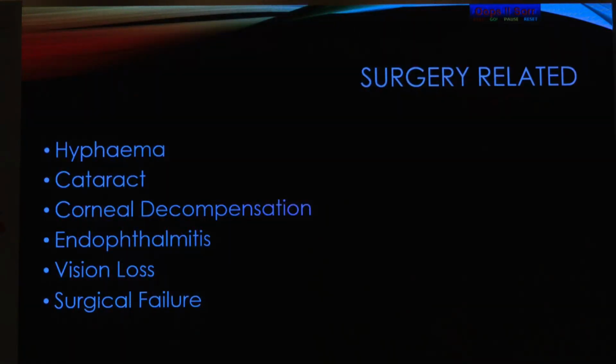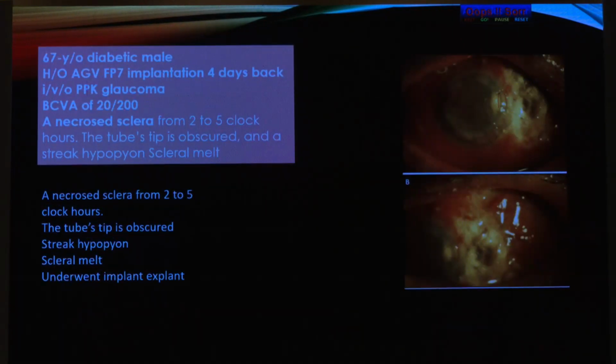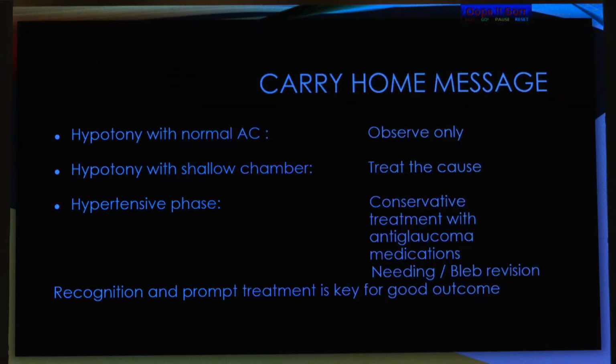There could be surgery related complications like hyphema, cataract, corneal decompensation, endophthalmitis, vision loss, and surgical failure of your implant. One of our patients had postoperative endophthalmitis. Unfortunately, we were not able to salvage the eye. To summarize: hypotony with normal chamber, observe. Hypotony with shallow chamber, treat the cause. Hypertensive phase, again conservative management in the majority of patients. Sometimes you have to do bleb revision, and early recognition and prompt treatment is key for management of these patients.